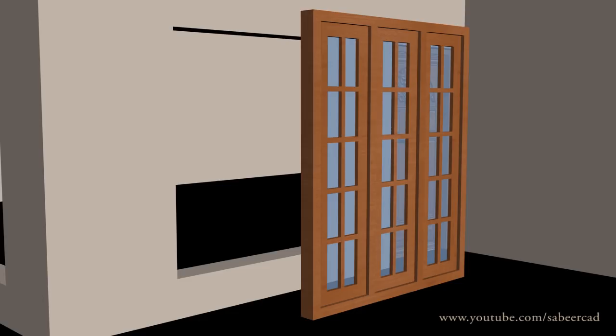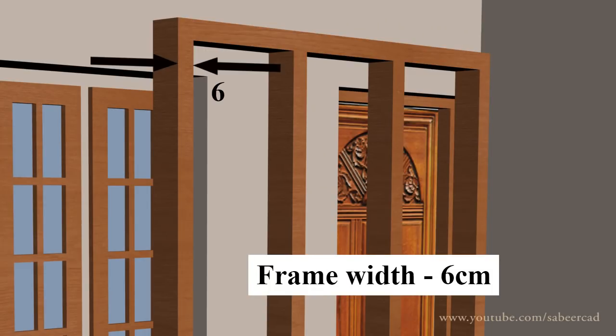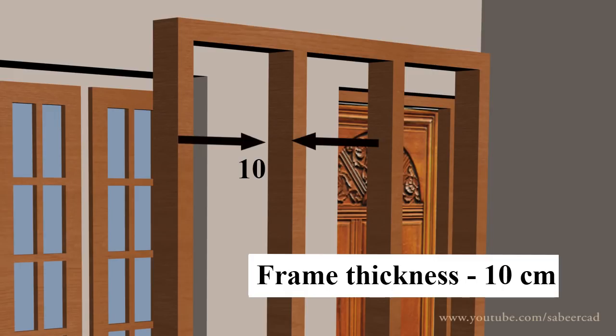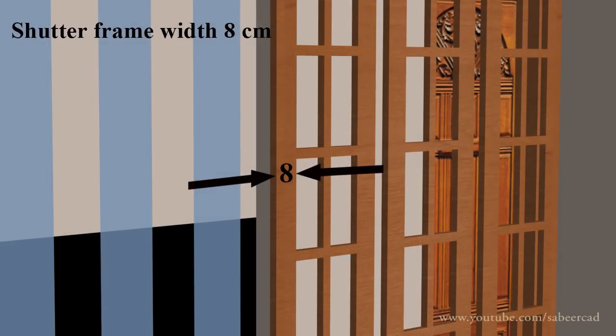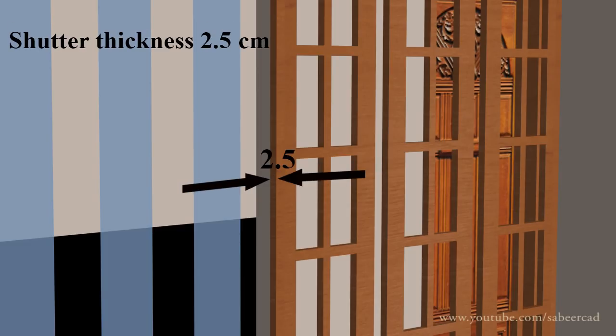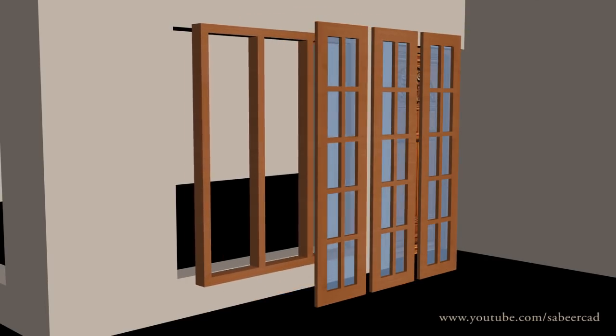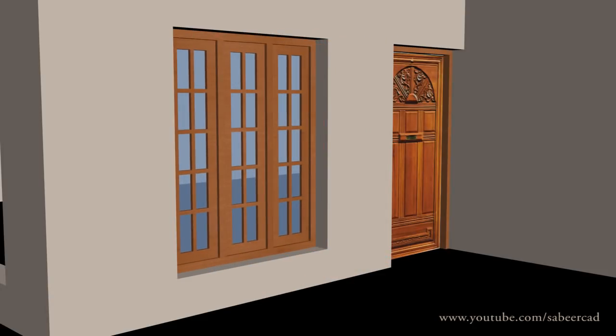Now let's see the dimensions of these objects. The width of the window frame is 6 cm. The thickness of the window frame is 10 cm. Thickness is the surface that is going inside. Similarly, shutter frame has a width of 8 cm. And the shutter thickness is 2.5 cm or 1 inch. Now you are familiar with various objects in a window. Let's make this window using AutoCAD.